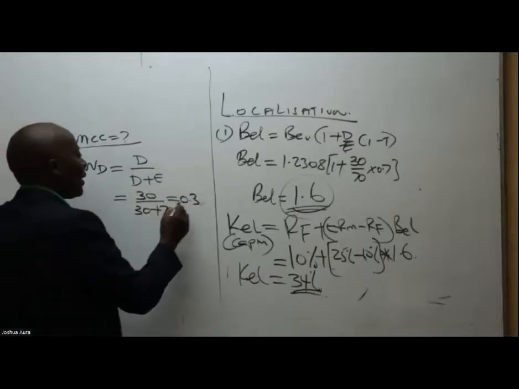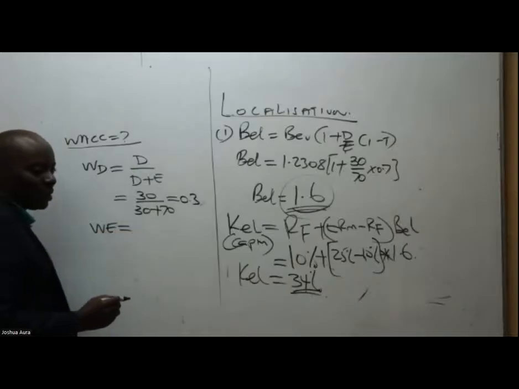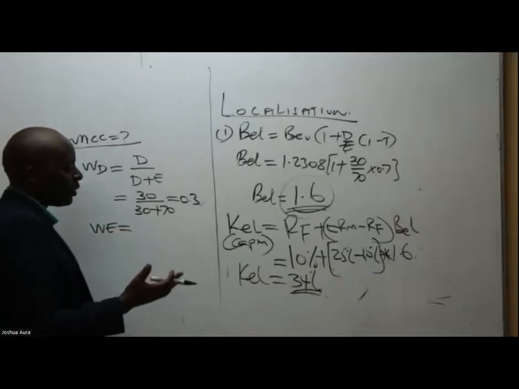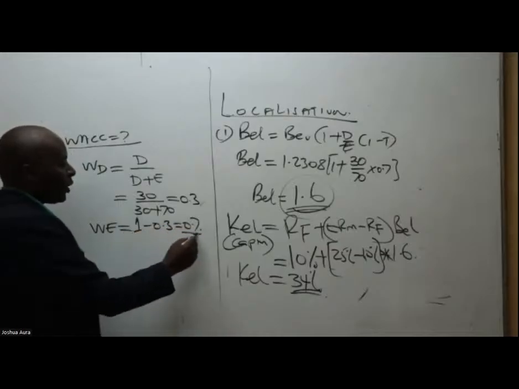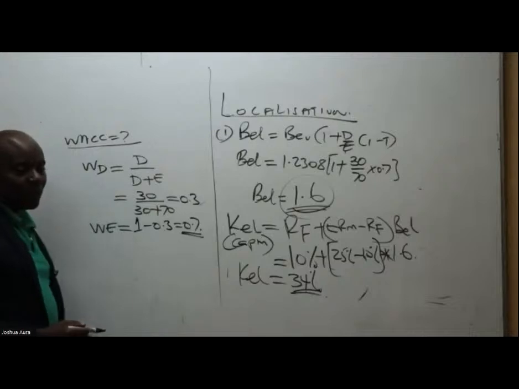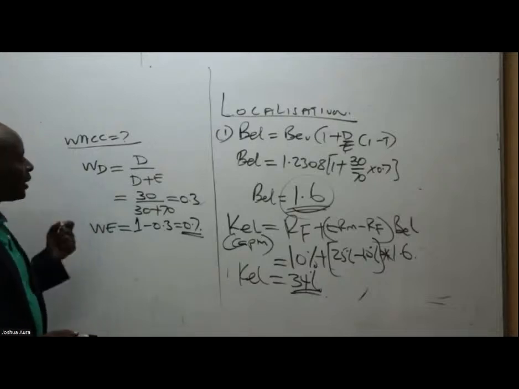Once I get the weight of debt, getting the weight of equity is not a big deal. It will be 1 minus 0.3, which gives me 0.7.